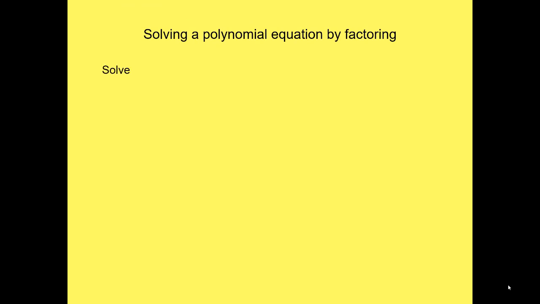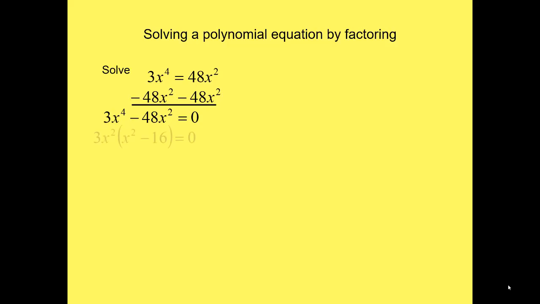So solving a polynomial equation by factoring. Alright, so taking a look at this one, if I get everything on the left hand side, and then I can factor, I have a GCF of 3x squared, and then the x squared minus 16 is a difference of two squares, so that can be factored.